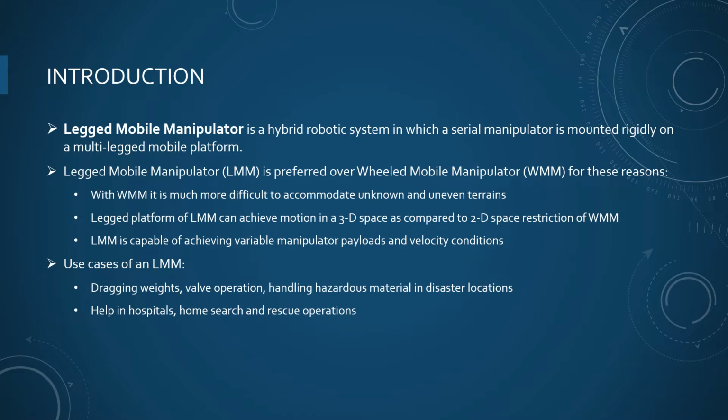A legged mobile manipulator or an LMM is preferred over a wheeled mobile manipulator or WMM for the following reasons. With WMM, it is much more difficult to accommodate unknown and uneven terrains. An LMM can achieve motion in a 3D space as compared to a 2D space restriction of WMM. An LMM is capable of achieving variable manipulator payloads and velocity conditions.